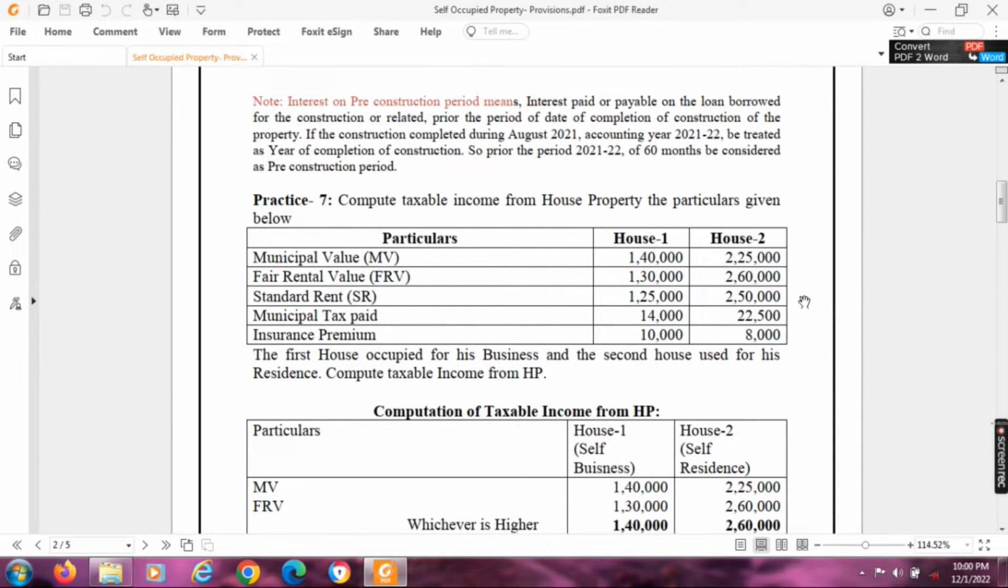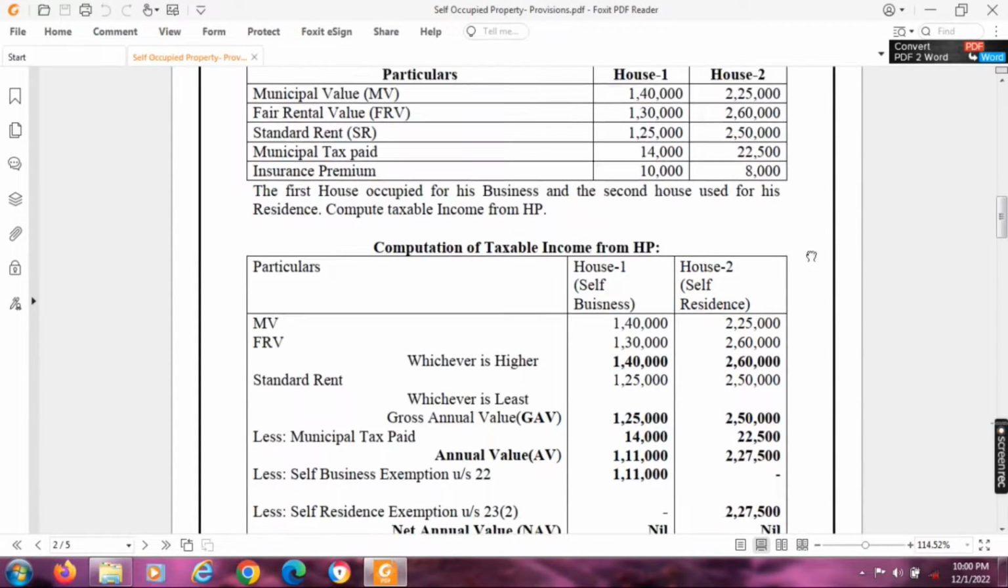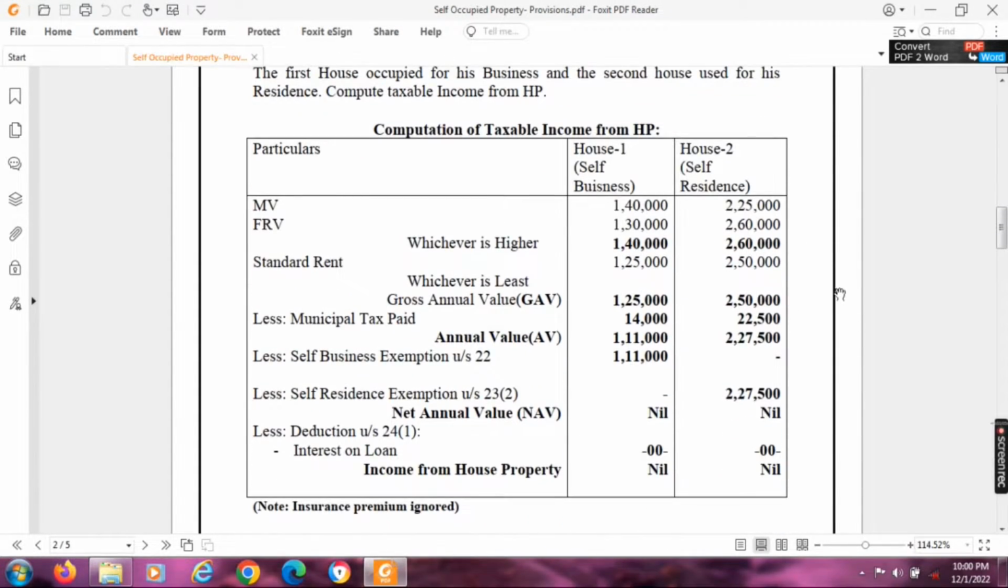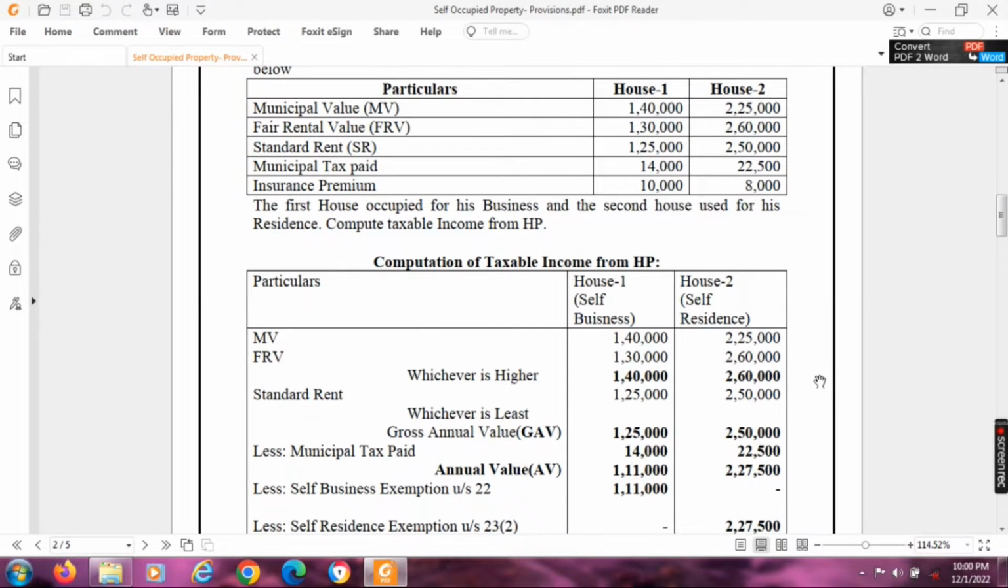Okay. Let me start practice 7. Compute taxable income from house property. The particulars are given below, house 1 and house 2. Municipal value, fair rental value, standard rent, municipal tax and the insurance premium are given. The first house is occupied for its business and the second house is used for its residence. Compute taxable income from house property.